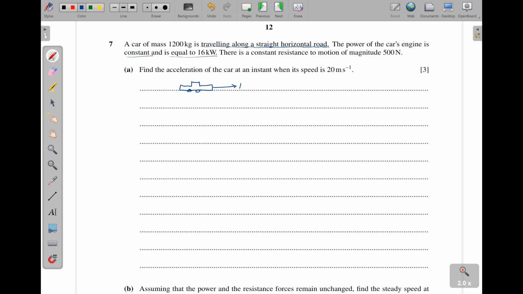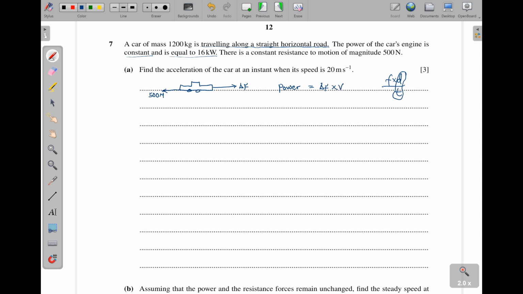That means there is a driving force. If it has power, there is a driving force. And then the resistance to motion is given as 500 newtons. You see that? Now, the power, we know it's the rate of doing work, and work is force times distance, then over time. But then distance over time is speed. So that means power is equal to Fv. So F is our driving force, then times the speed.